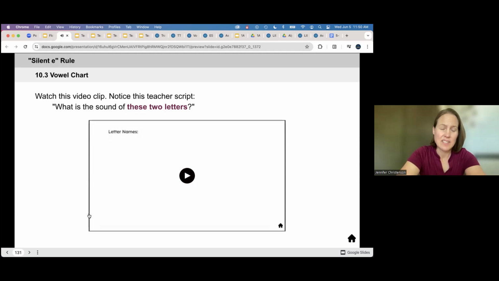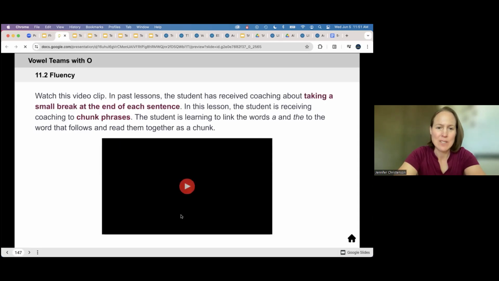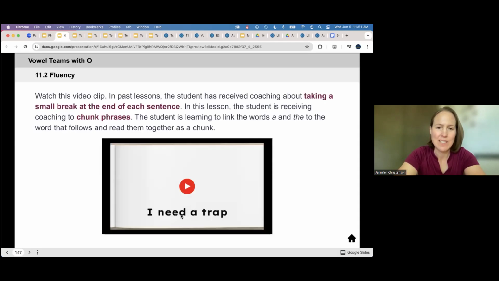Okay. So as I mentioned, this is a way to do a cumulative review of all of the patterns the students have learned so far. This is about halfway through the level two phonics lessons. And this last example is about teaching the very beginnings of fluency. So fluency just means that you're reading with an appropriate speed and expression.